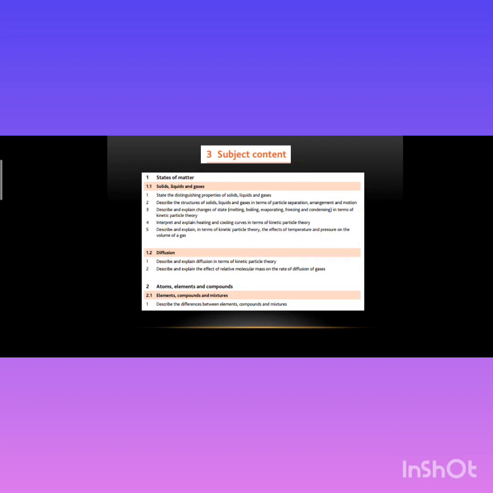So you have to go through the words in depth in this topic, and you have to study the distinguishing characteristics of solid, liquid and gases, and they could be asked in any way in the exam. So these are the subject content points that are added in the syllabus. I'm just going to show you some of them.